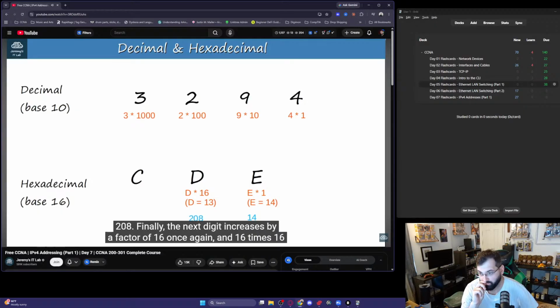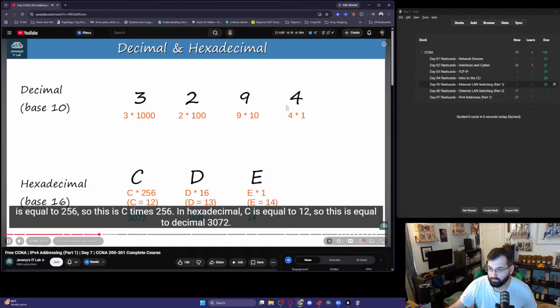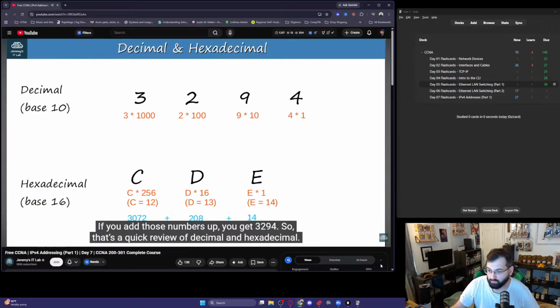Finally, the next digit increases by a factor of 16 once again, and 16 times 16 is equal to 256. So this is C times 256. In hexadecimal, C is equal to 12, so this is equal to decimal 3072. If you add those numbers up, you get 3,294. So that's a quick review of decimal and hexadecimal.